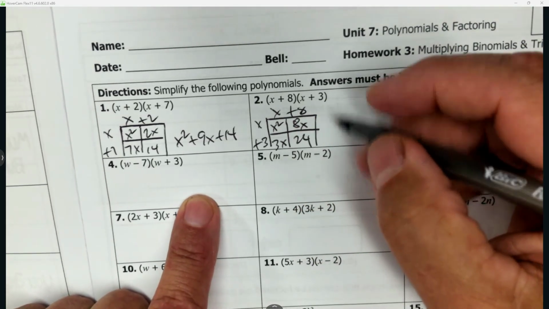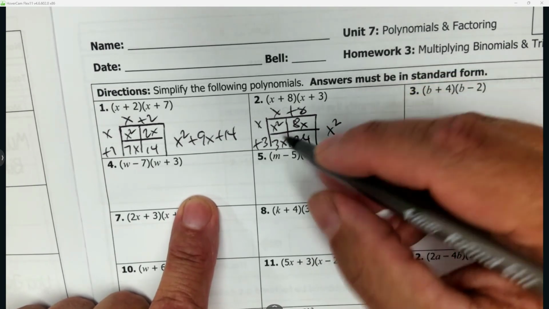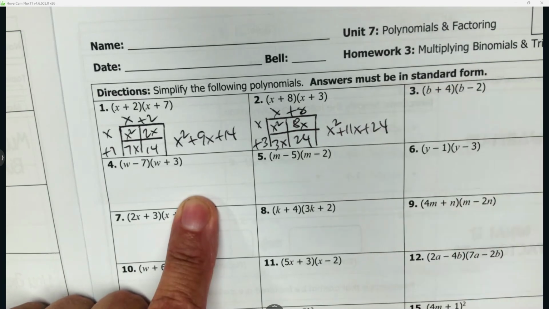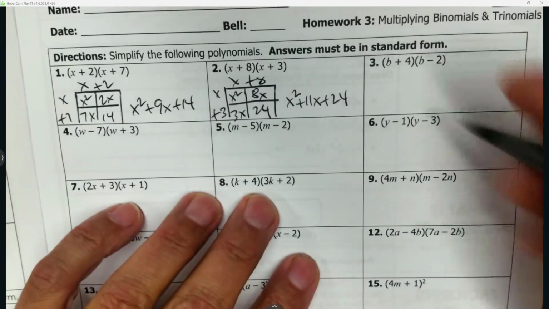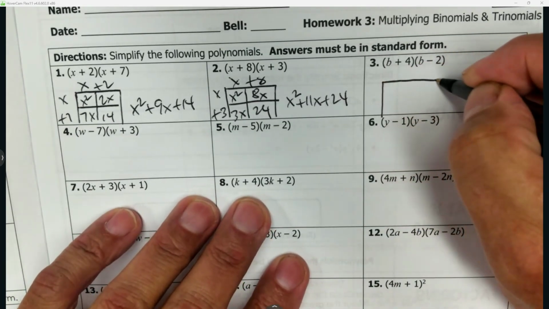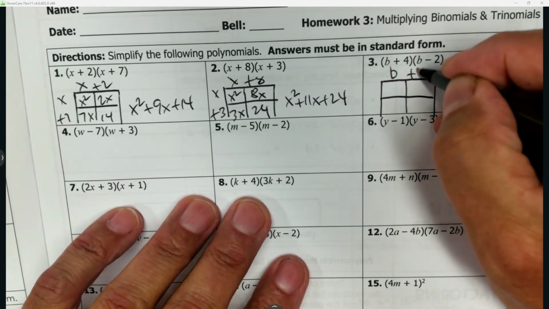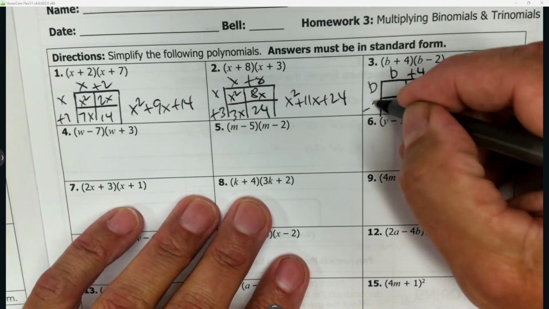And then combine like terms. We have 1x squared, x's. We have 3 plus 8, and then 24. We're going to draw it out. You should press pause if I'm going too fast. You shouldn't copy what we're doing for homework, but you can check your answers and get support.